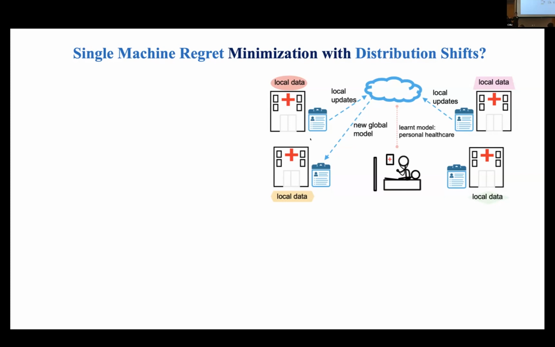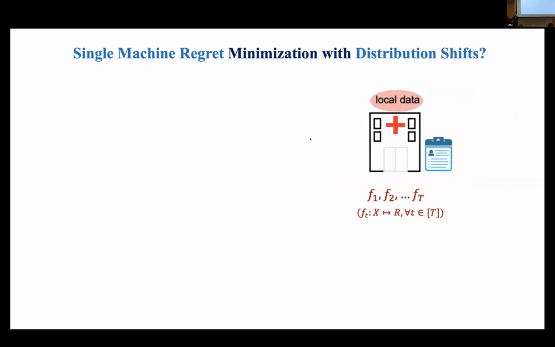Okay. As I said, now I'm interested in a single machine, but online optimization, where the functions are changing over time or the distributions are shifting. So instead of n machines, now I just have a single machine. Imagine the distribution over the patients is changing at every time step t. So the loss function is the sequence f1, f2, ..., fT. I have removed the subscript m for the machine because I'm just considering a single machine here.